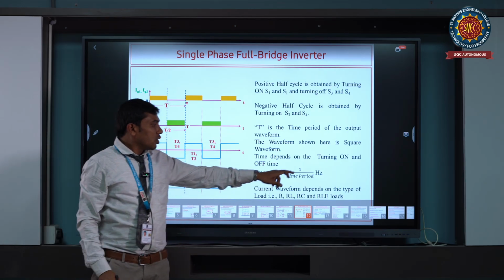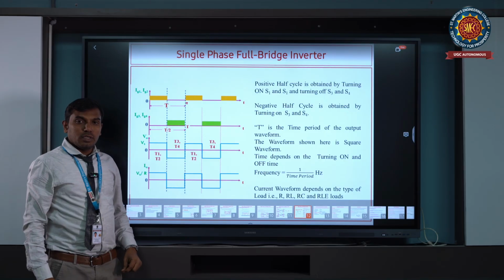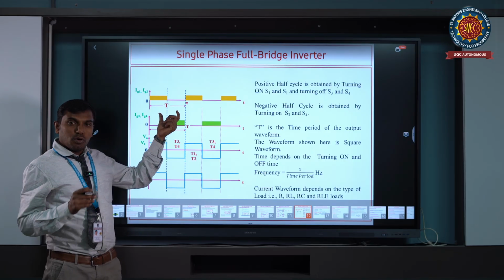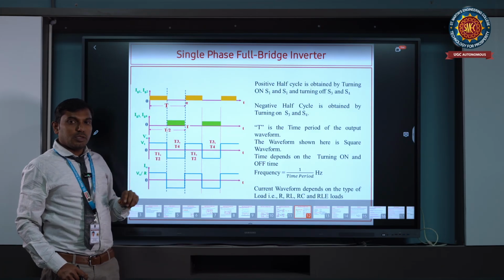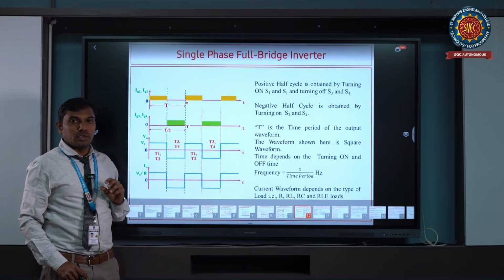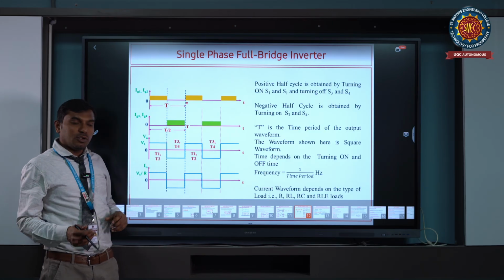The frequency here is 1 by time period. So now you can tell me that the output voltage waveform frequency depends on the switching time period. It depends on what? The switching time period. You can increase or decrease the switching time period based on your application.